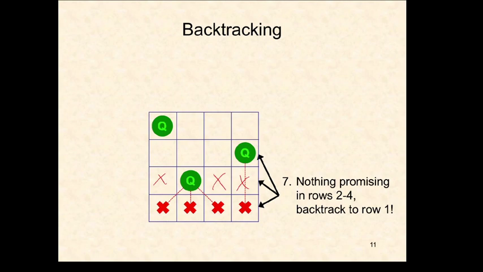So those are all invalid, so I have to go back to the very first row I tried and move this first queen over to this position and start all over.